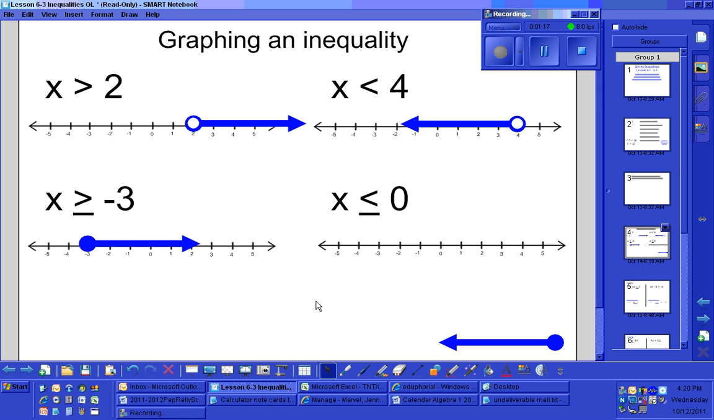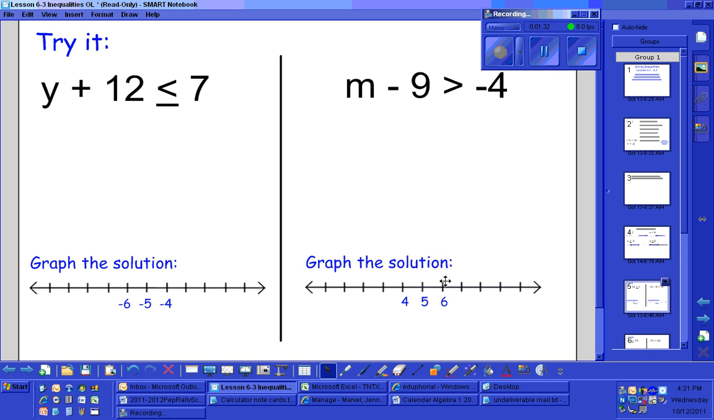To graph x is less than or equal to 0, 0 will be our cutoff point. We will shade in the circle because 0 is included because of the underline there, and we'll shade everything to the left. Now let's put those two things together.